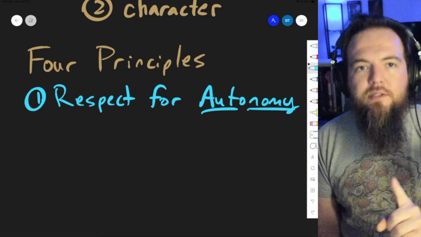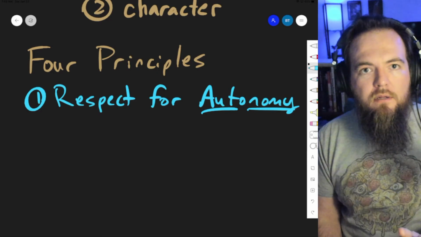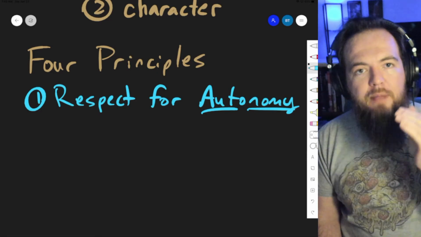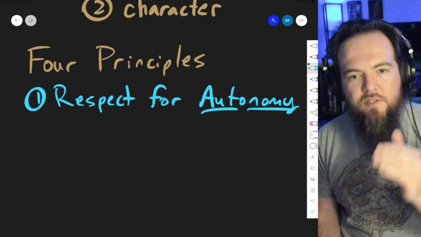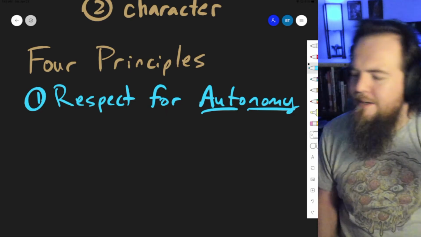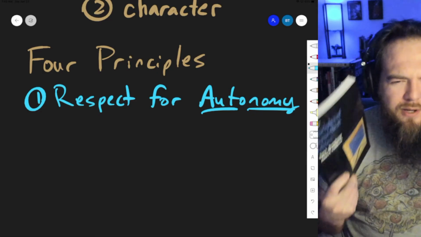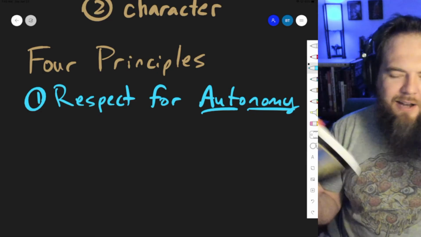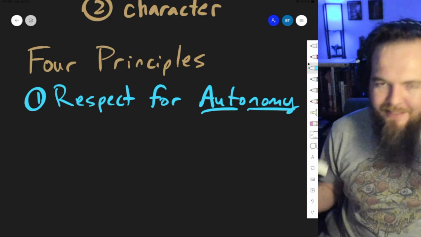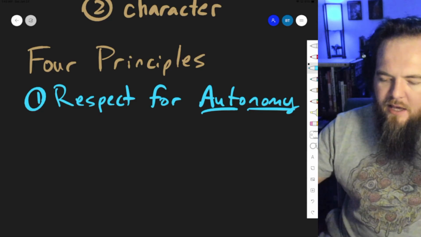So far as we have reason, right, and we're assessed as competent, then we should be able to make decisions for ourselves. Now, some people want to say that Beauchamp and Childress are autonomy focused. I don't buy that at all. They explicitly say that they aren't. I don't think that's the case.